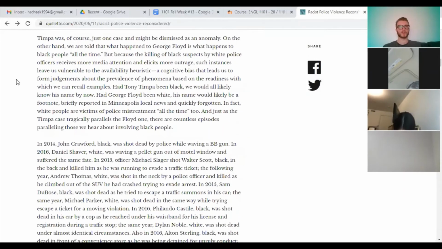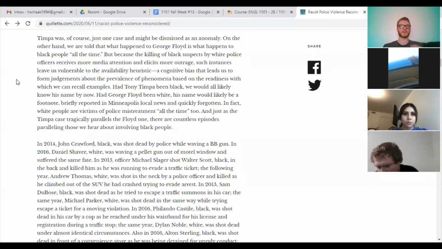Timpa was, of course, just one case and might be dismissed as an anomaly. On the other hand, we are told that what happened to George Floyd is what happens to black people all the time. But because the killing of black suspects by white police officers receives more media attention and elicits more outrage, such instances leave us vulnerable to the availability heuristic, a cognitive bias that leads us to form judgments about the prevalence of phenomena based on the readiness with which we recall examples.